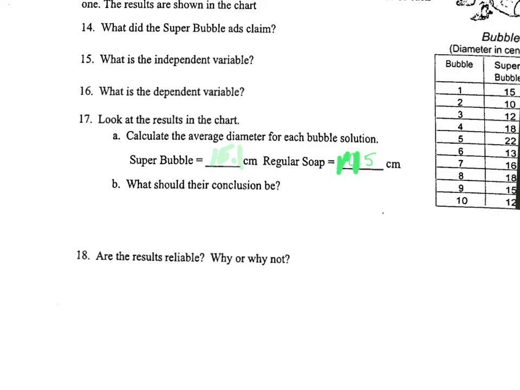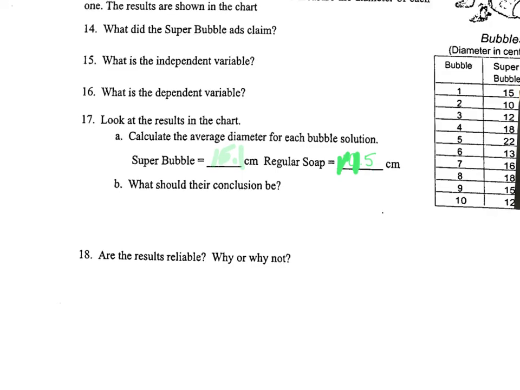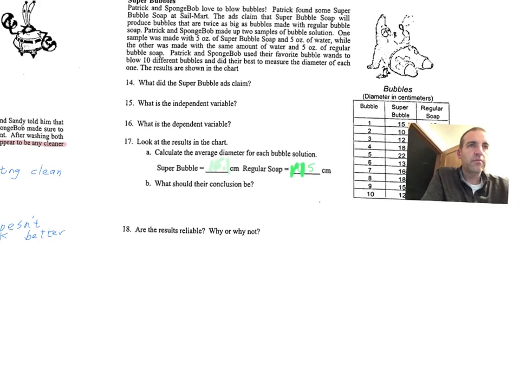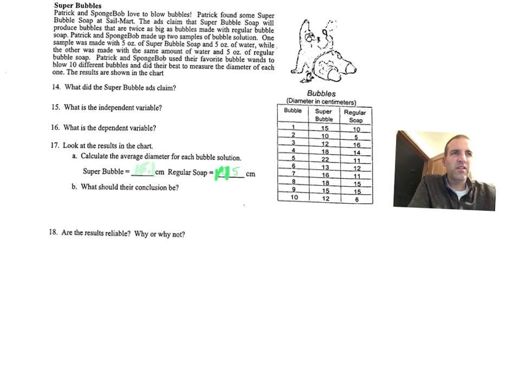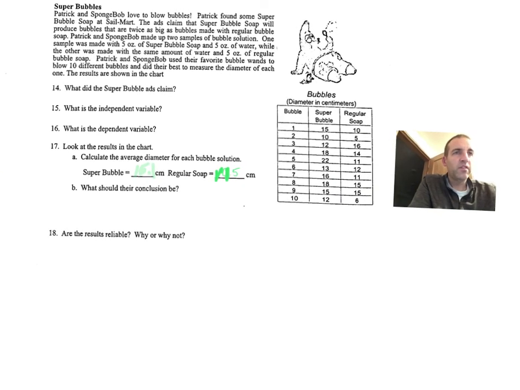So what should their conclusion be? Was it twice as effective? Did it produce bubbles that were twice as large? Well, doesn't look like it to me. They would be twice as big. So what should their conclusion be? Yes, Super Bubble Soap did create larger bubbles, but they were not twice as big.